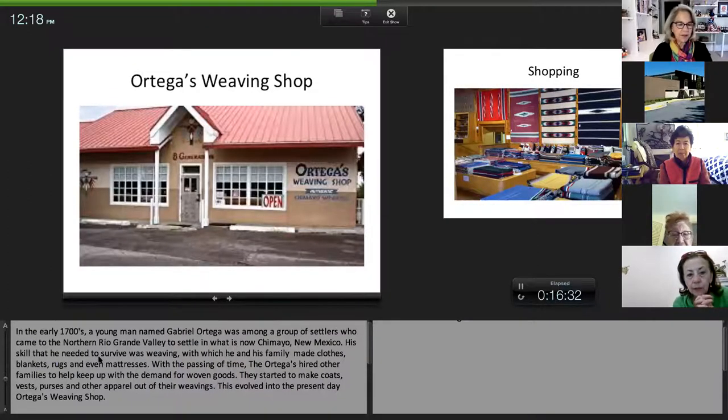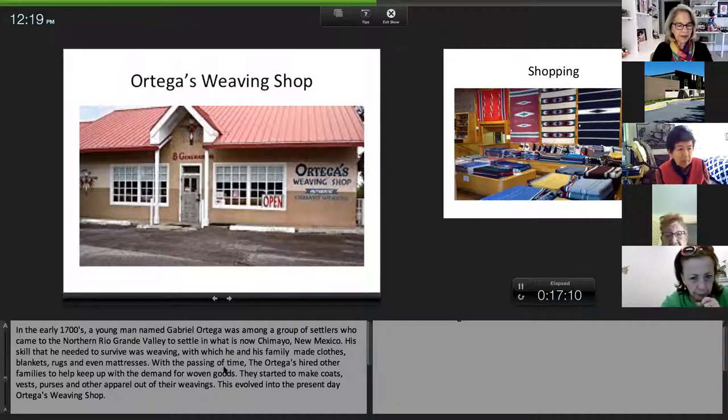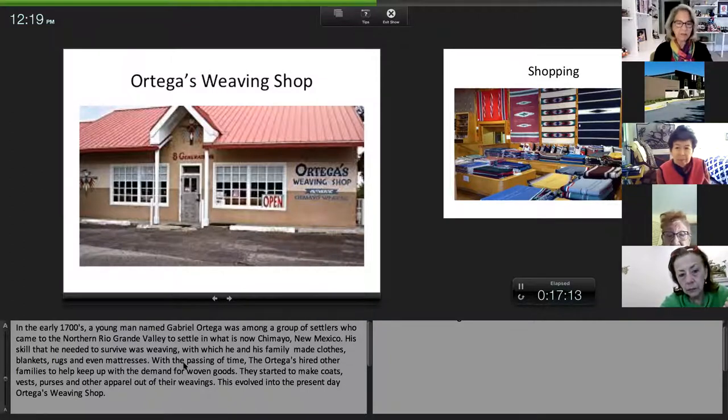Another stop we made, which was wonderful, was Ortega's weaving shop. This weaving shop goes all the way back to the 1700s when a young man named George Ortega was among a group of settlers who came here from the northern Rio Grande Valley, and they settled in Chimayo, and that's where this is. When Ortega arrived, he was actually weaving, but more for survival, for things such as clothing, blankets, rugs. But as time passed on, his work became popular, and throughout the centuries, he hired more people. And today, this is probably one of the largest weaving companies in New Mexico.